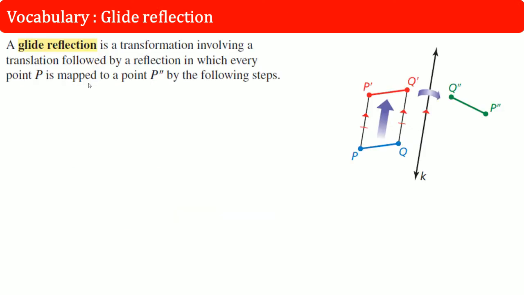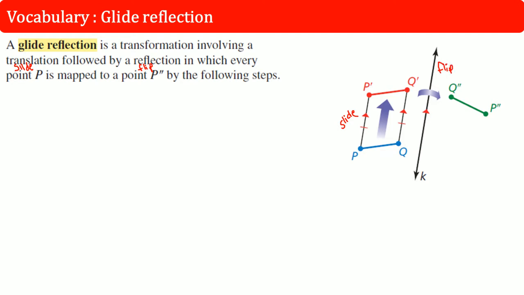A guided reflection is a very unique transformation that combines two things. It first combines a translation, which is going to be a slide. And we know a translation is a rigid motion transformation. Then it has a reflection, which is a flip. And we map it this way. Notice PQ here slides first, then it flips. So we call this a guided reflection.